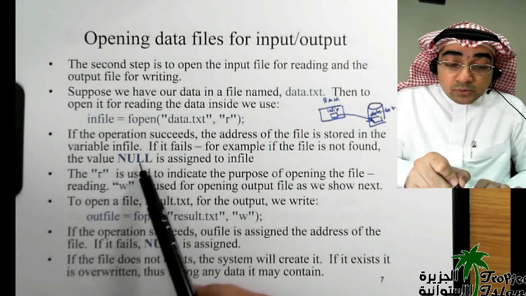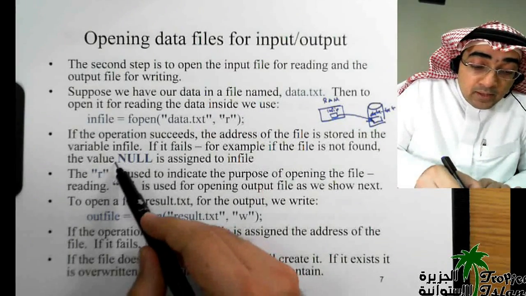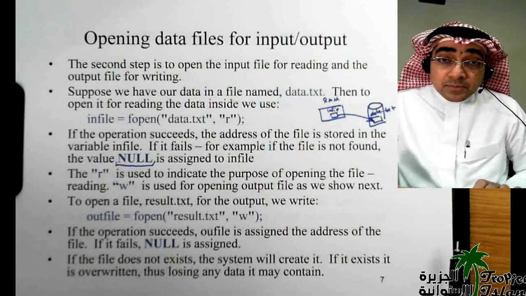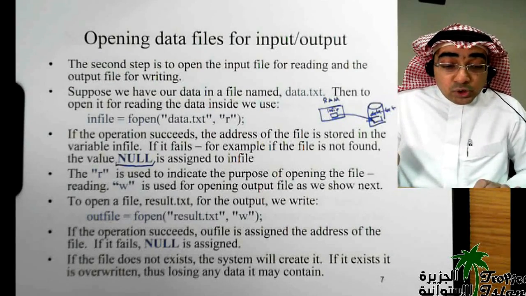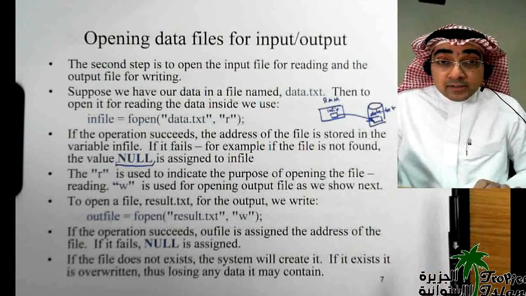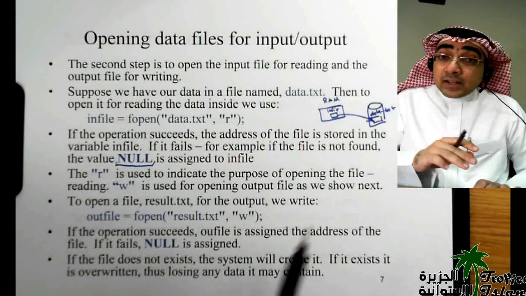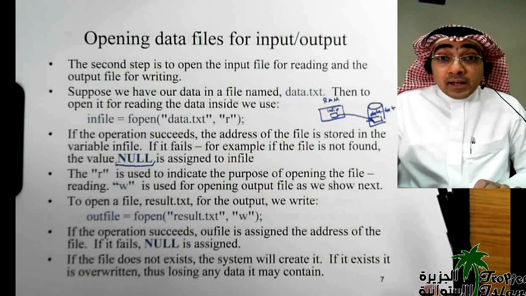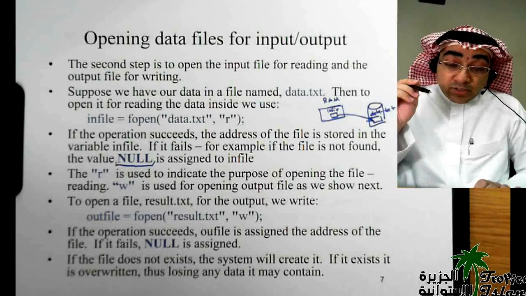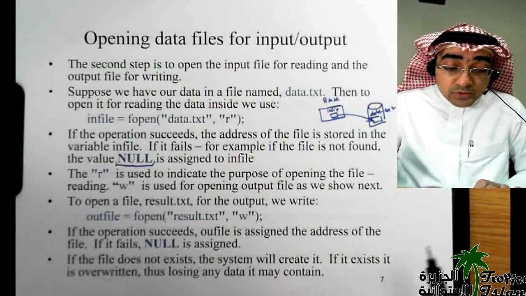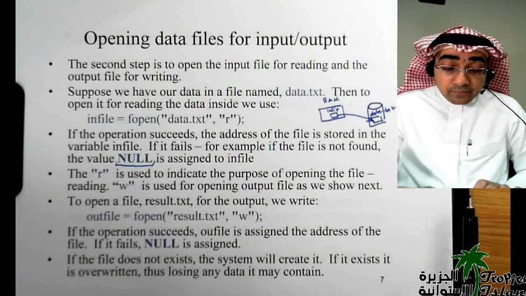Okay, capital N, capital U, capital L, capital L. Okay, null means that the compiler is telling you, hey, Mr. Programmer, I could not find the file in the hard disk. That is why I'm putting null into the file pointer. So I'm pointing at nowhere because I couldn't find the file, so I cannot point anywhere. Okay, so I'm pointing at null. So it will return null if it was not capable of opening a file.